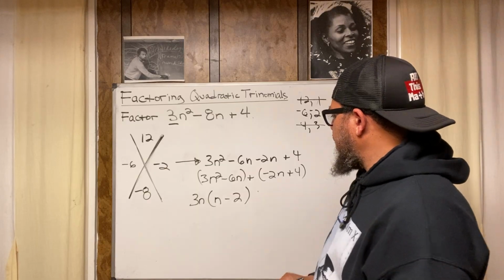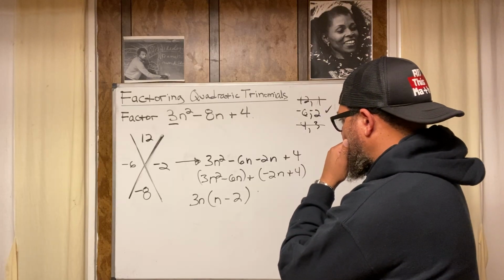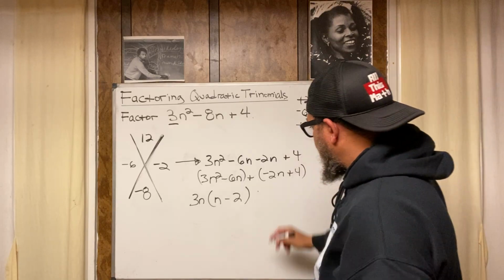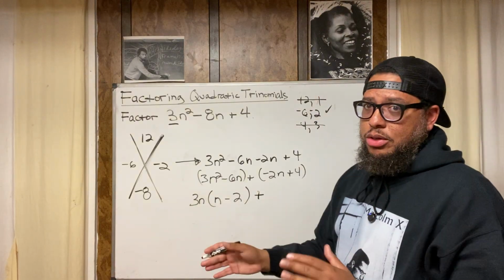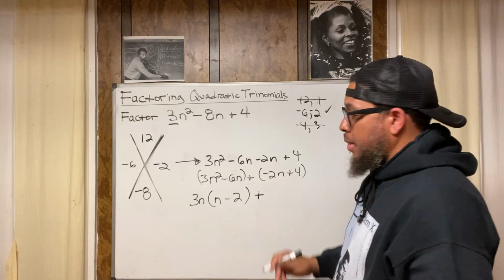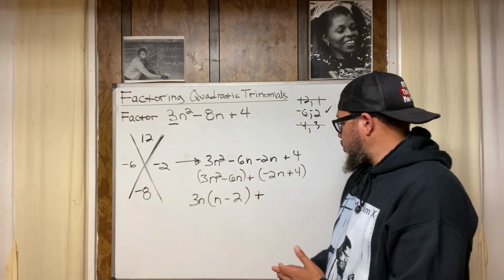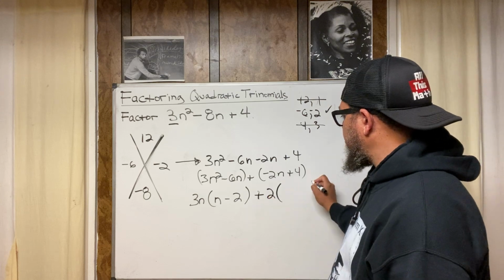Do we put the plus sign? Let me think about this. Yeah, I think we'll put the plus sign. Sometimes you put the minus sign, sometimes you put the plus sign. We're going to see, though. Now, the GCF of negative 2n and 4 could be positive 2, could be negative 2. Let's see what happens when we use a positive 2.